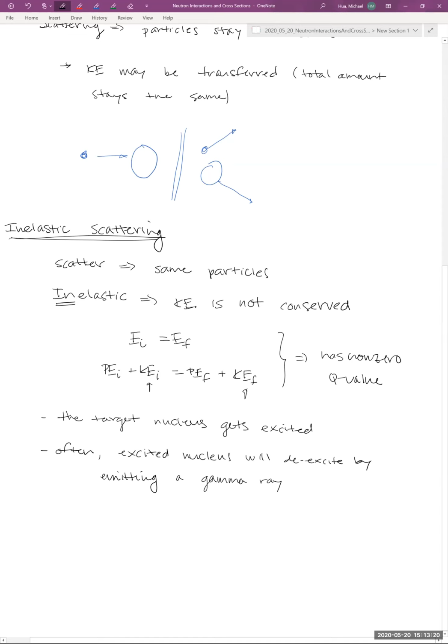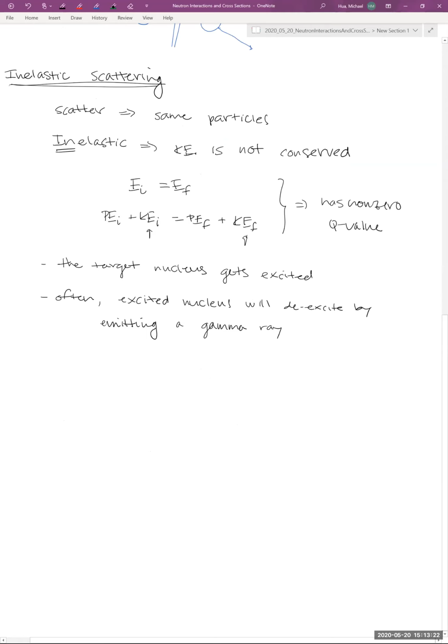So the picture that I'll draw here is we have a neutron that will come in and hit uranium-238. That's the before, and the after is we still have the neutron, and we still have the uranium-238 because the particles stay the same, but the uranium-238 might emit a gamma ray.